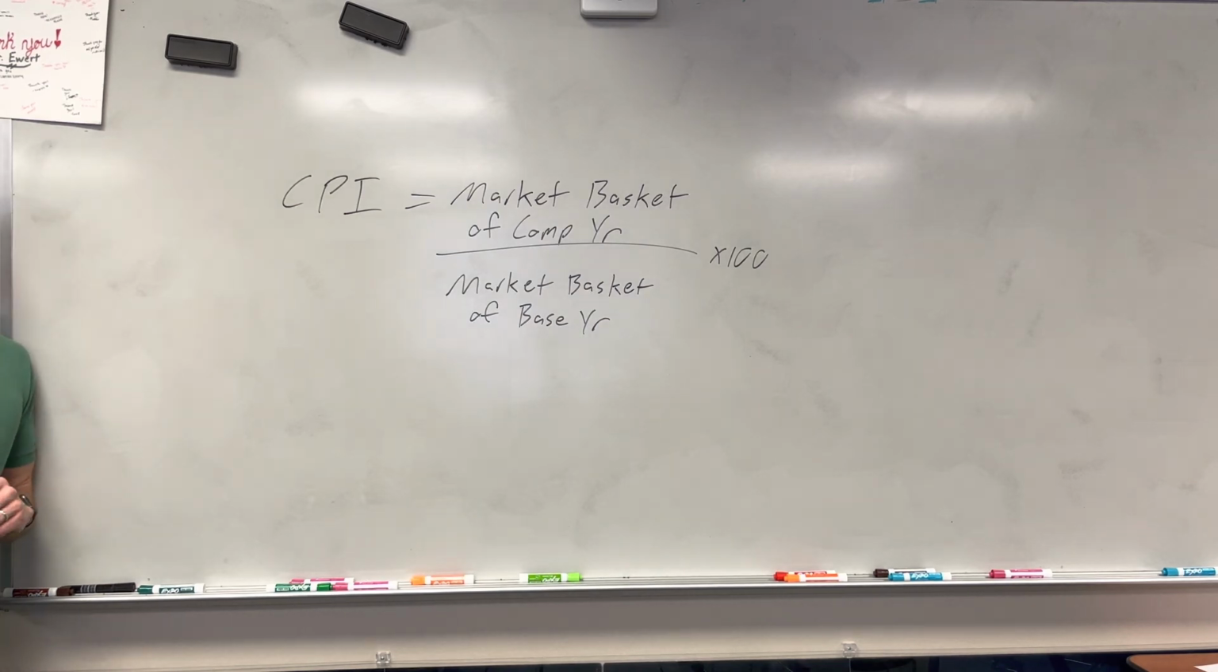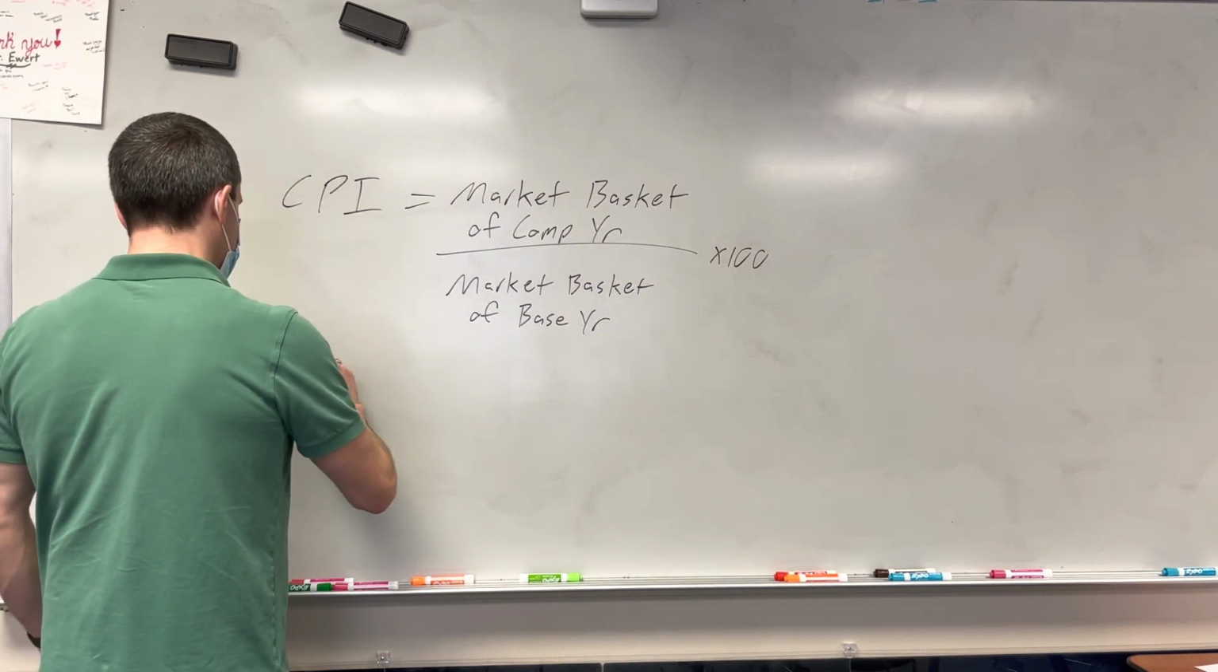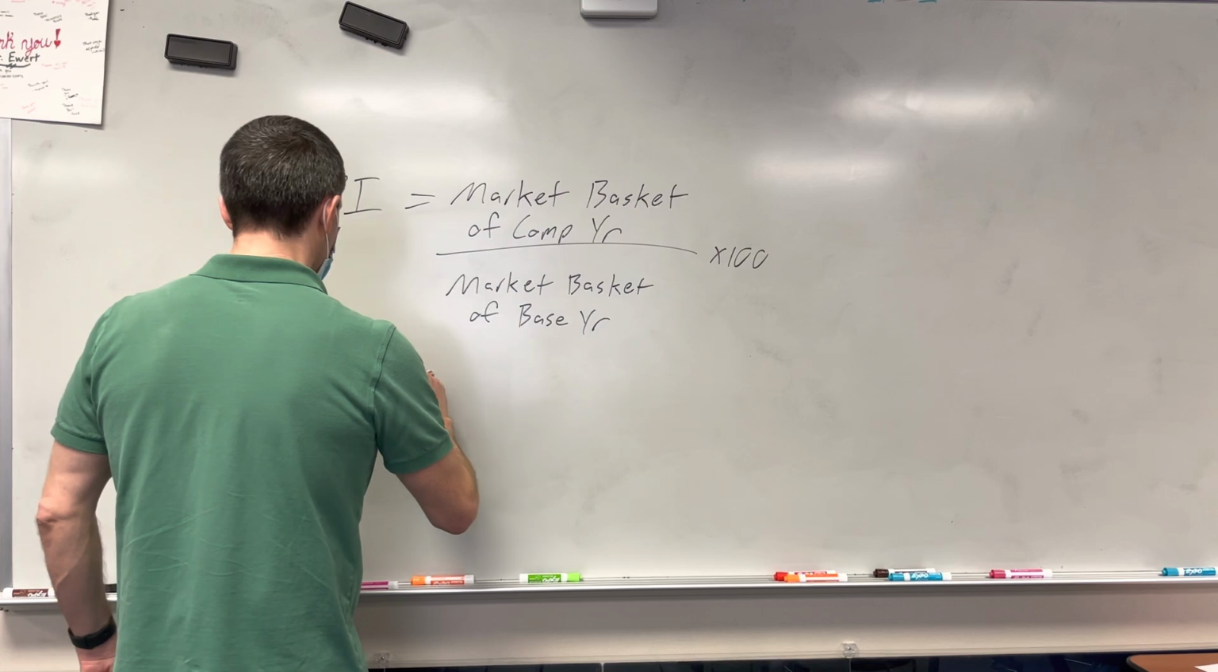Now, typically, not always, but typically when you're going forward in time, what's happened to the price index? It will get bigger or smaller? Bigger. And typically, but not always, when you're going backwards in time, the price index will get smaller, okay? Now, the price index in the base year is always what? 1 or 100. 100.